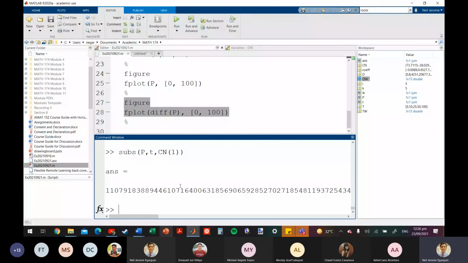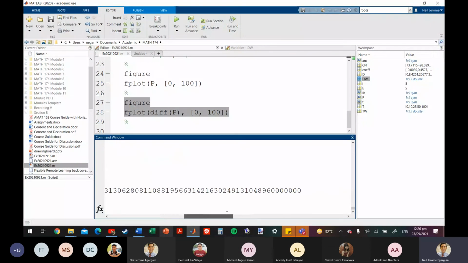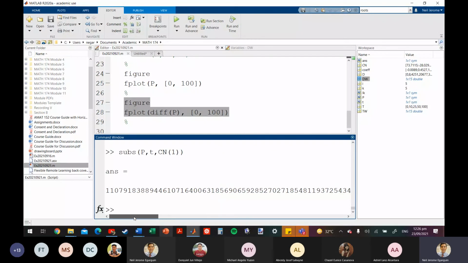Okay, meron niyang over sa dulo. Nasaan yung over sa dulo? Okay. Ito. So it's a big fraction. So if you want the exact value, MATLAB can give that to you. Pero it doesn't make sense kung fraction siya. Madaling i-interpret kung siya ay decimal digit. So you can use double.